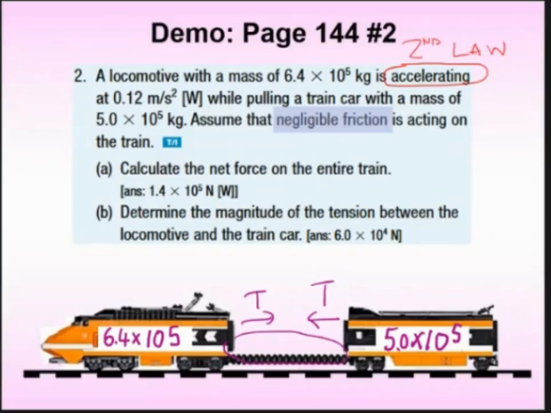Okay, entire train. Can someone tell me what's Newton's second law? What's the statement? Come on. What's the statement of Newton's second law? The only equation. F net equals? Okay. Can you right now calculate the mass of the whole train? The entire train. What do you do with the two masses? You just add them up.